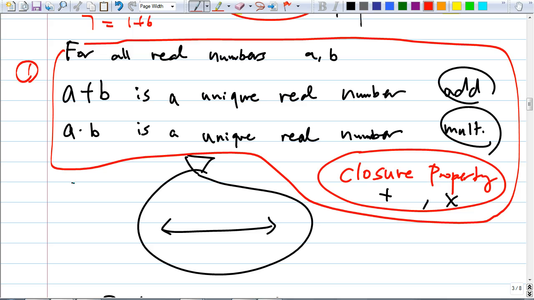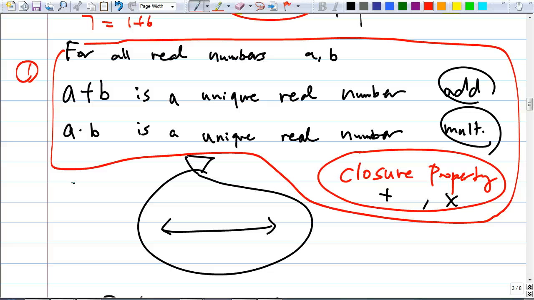So you think about it this way. The bag is closed, right? You don't need to add any more new answers to it. You could always find the unique answer within this bag. So it's called closure property. Does this make sense? And do you understand why we don't have closure property for division?